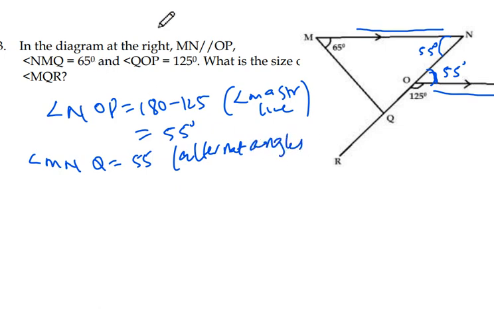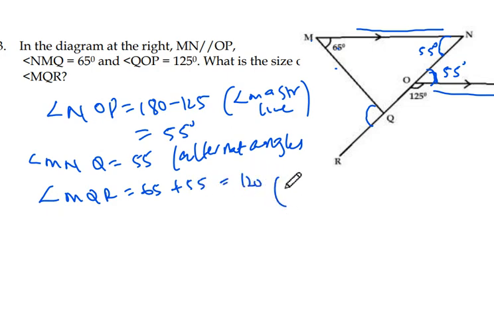Look, MN is parallel to OP. NMQ is 65. QP is 125. What's the size of MQR? So we are looking for this angle here. Good. Now we know this, we know this. Now remember the theorem that states that the exterior angle of a triangle is equal to the sum of the interior opposite angles. So angle MQR will be equal to 65 plus 55. That's 120 degrees. Exterior angle of a triangle.